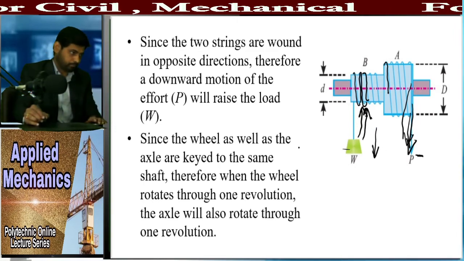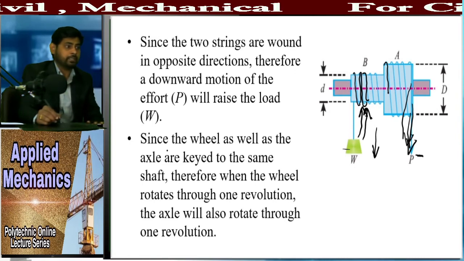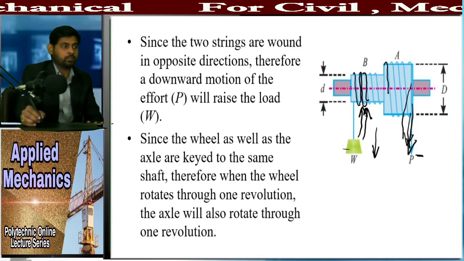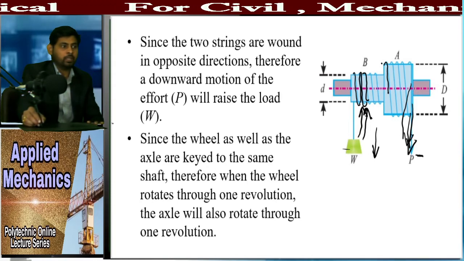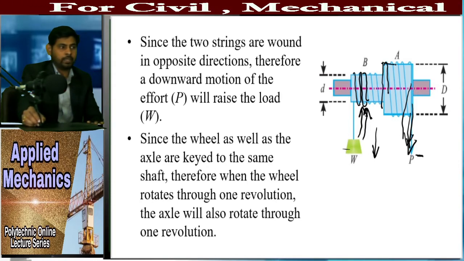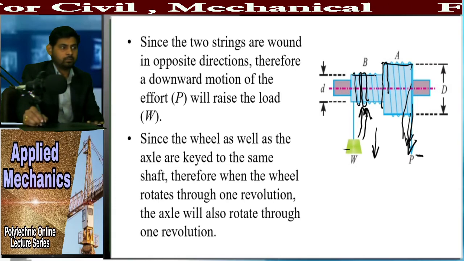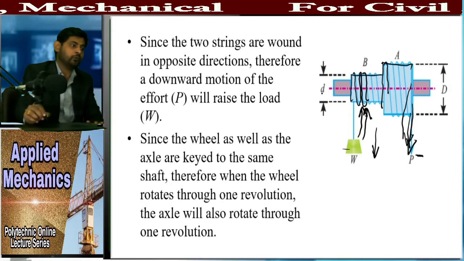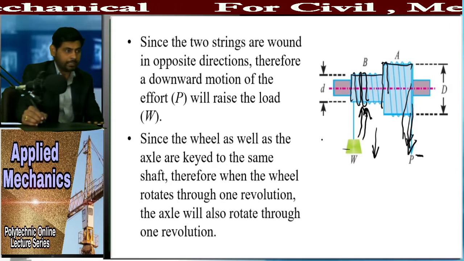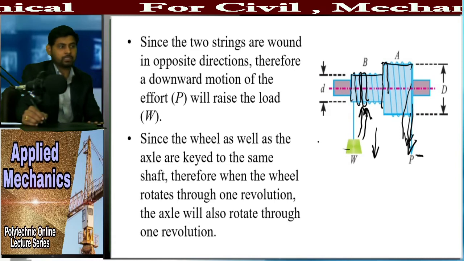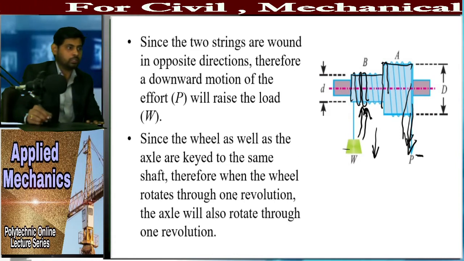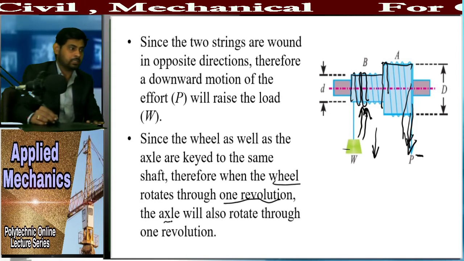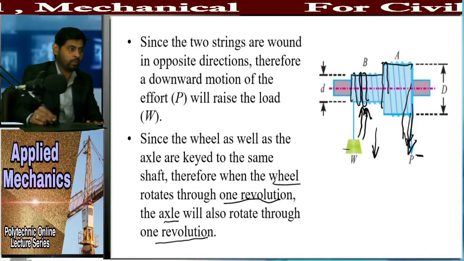Okay. So now see here, since the wheel as well as the axle are kept on the same shaft, as we know, the wheel A and this axle B are kept on the same shaft. Therefore when the wheel rotates through one revolution, the axle will also rotate through one revolution. This sentence is very important. Here see, wheel and axle in one revolution.